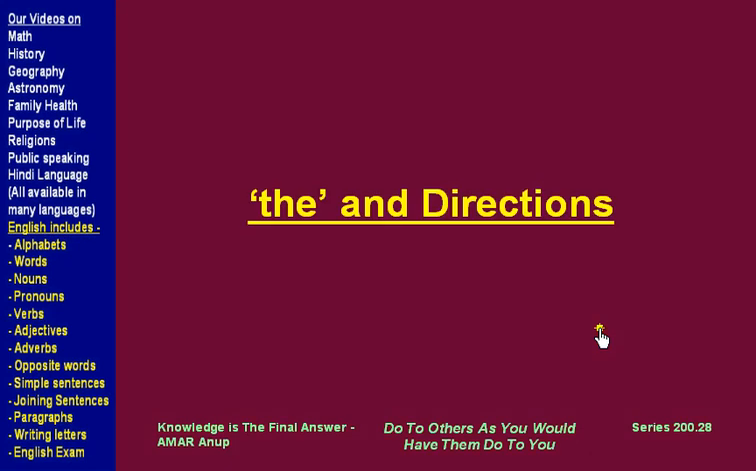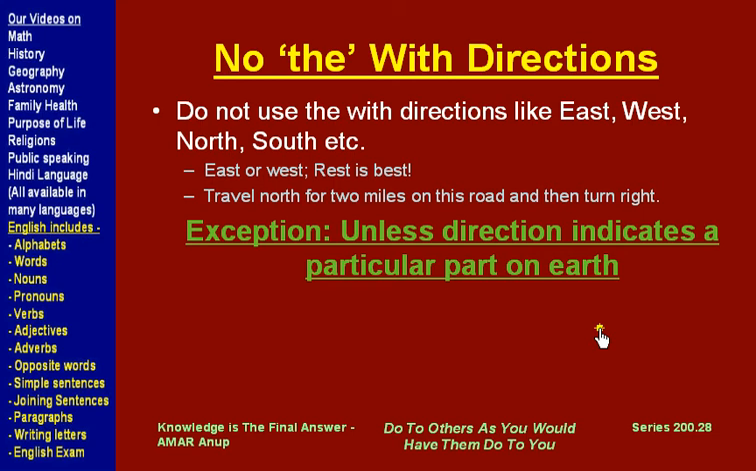Now next we will look at use of "the" with directions. Do not use "the" with directions like east, west, north, south. Examples are "east or west, home is best." So there is no "the" before east, no "the" before west. They are directions, so we don't use "the." Another example: travel north for 2 miles on this road and turn right. There is no "the" before north because it's simply a direction.